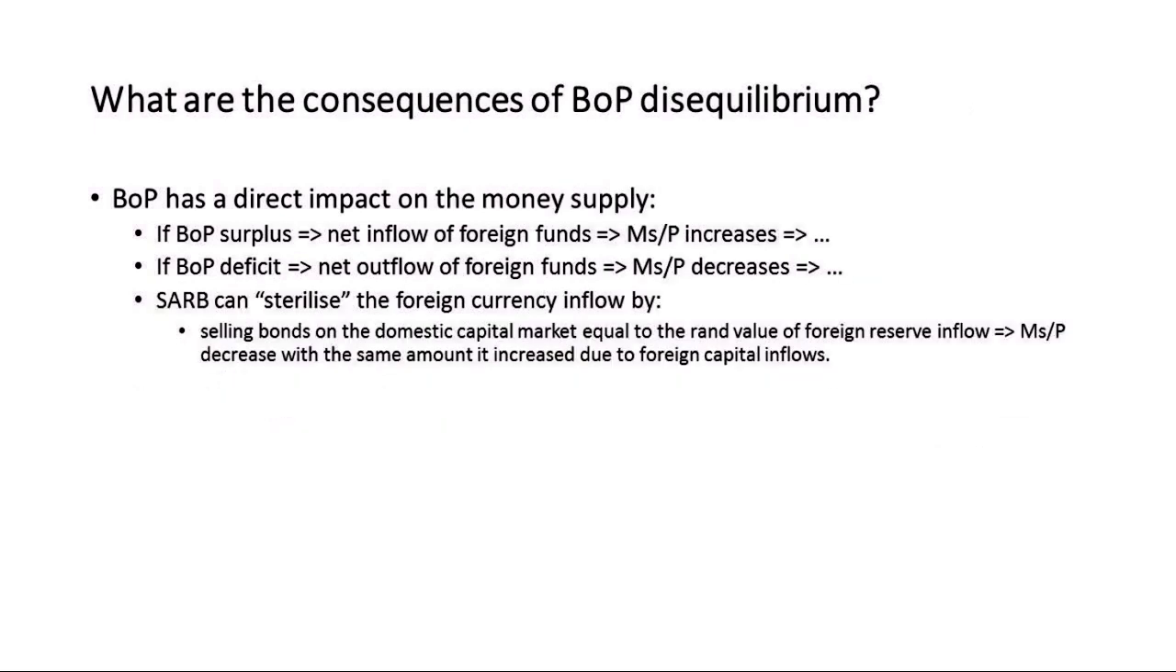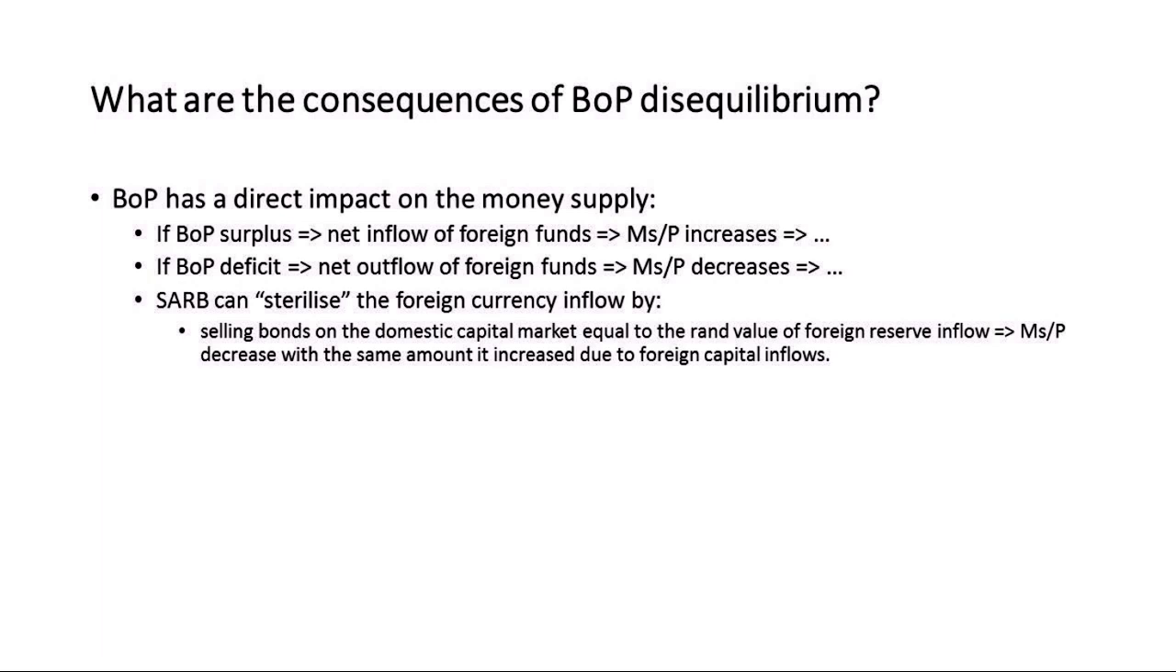The balance of payments and what happens in the balance of payments has an impact on the money supply as well. So if there's a surplus, we said that means there's a net inflow of foreign funds, reserves increase. But at the same time, this means that the money supply increases with everything that goes along with that. Or if there's a deficit, you could have a net outflow of foreign funds, the reserves decrease, but that also means that the money supply decreases with all those consequences.